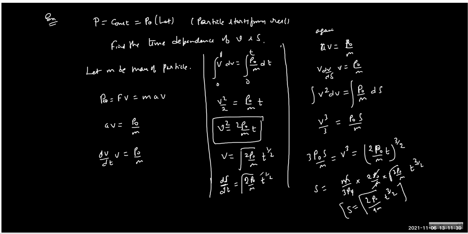B cube by 3 is equal to P naught S by M. So what did you do after that step now? Which column? First, second, third. Third. 1, 2, 3, 4, 5, 6, 7. So six steps. Six. Okay.